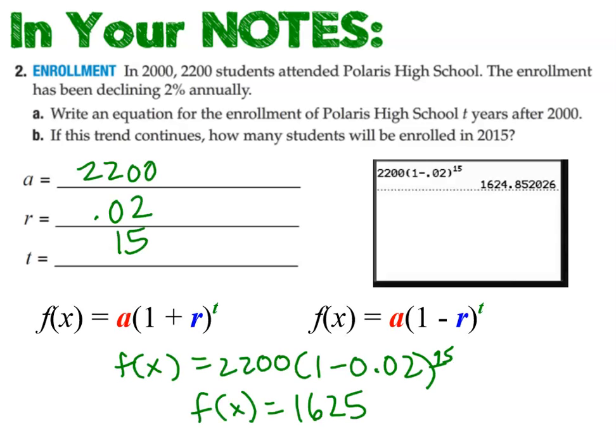So the student population was 2,200 and it's declining, which means it's decreasing 2%. 2% means 0.02. And when I type that into my calculator, I get 1624.85. Now this is different than money. This is a population question. This is about people. So I'm not going to have parts of people, no decimals. So I'm going to have to round to the nearest whole number, which would be the ones place. So it's going to be approximately 1,625 students in 15 years.